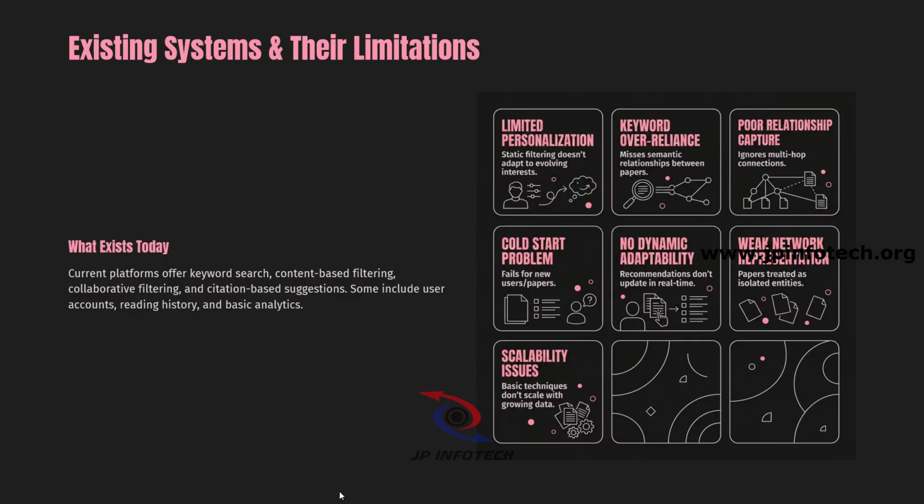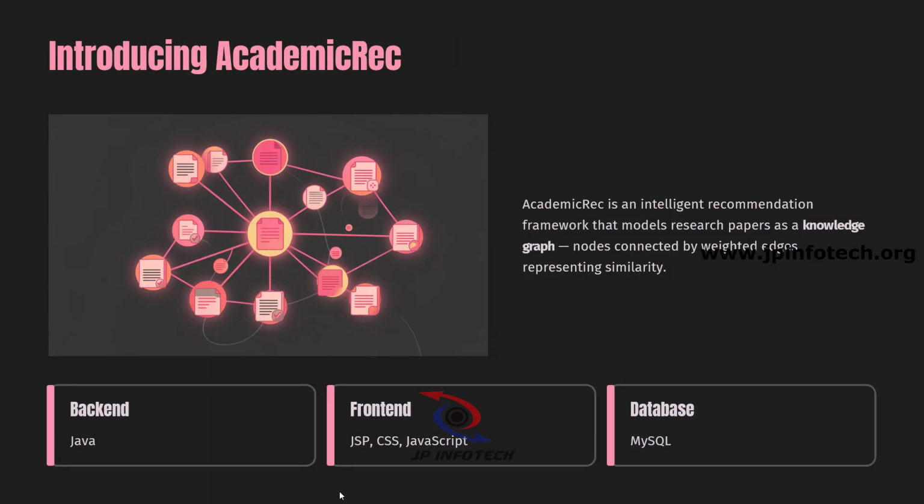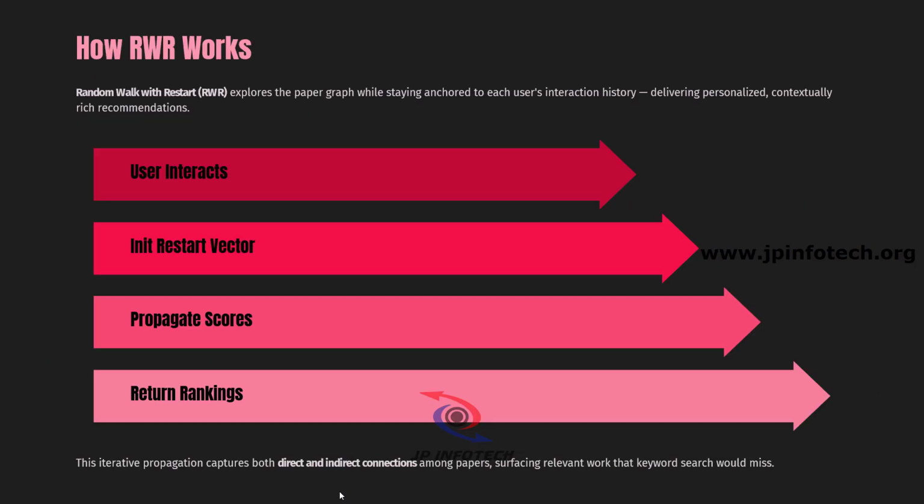So the existing systems today have these limitations: limited personalization, keyword over-reliance, poor relationship capture, cold start problem, no dynamic adaptability, weak network representation, and scalability issues. To solve these issues, we propose our system Academic Rec, an intelligent recommendation framework that models the research papers as a knowledge graph. We are going to develop this using Java as the core programming language. The front end contains JSP, CSS, JavaScript, and the database is MySQL.